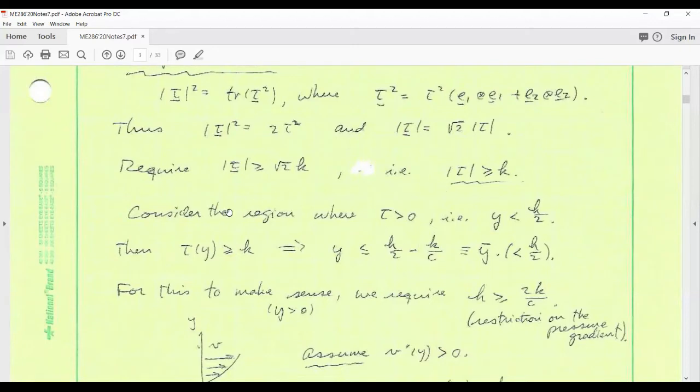Let's first look at the region where tau itself is positive, which is below the midplane, y equals h over 2. For y less than h over 2, our previous solution for the stress indicates that tau is positive in that region. And in that region, absolute tau is equal to tau itself. So we have flow when tau of y that we solved is greater than or equal to the yield stress in shear.